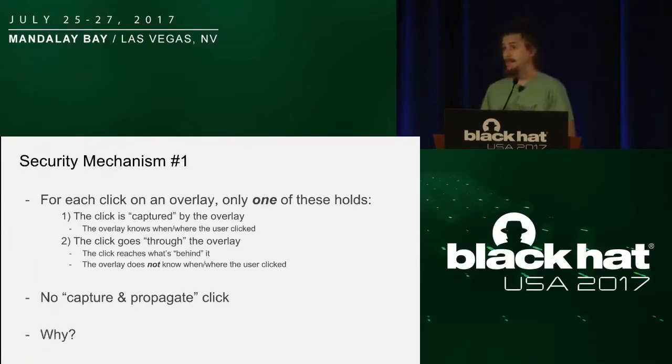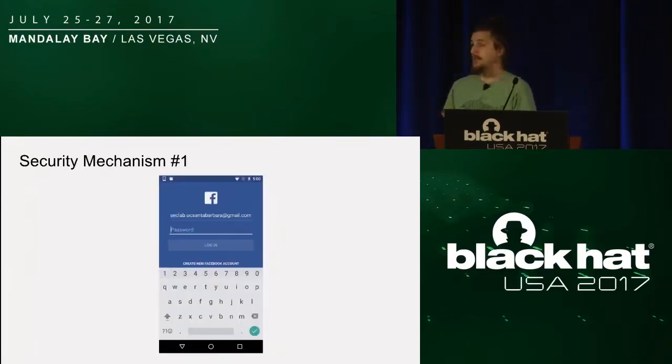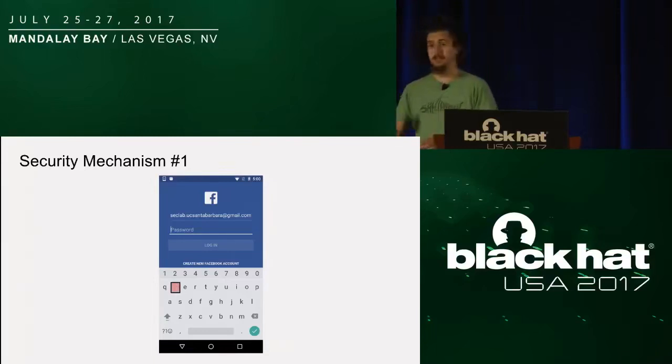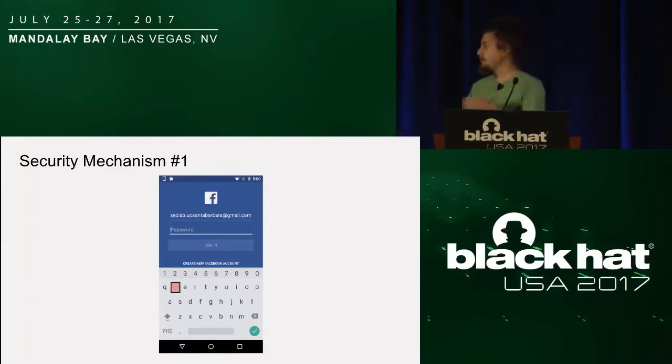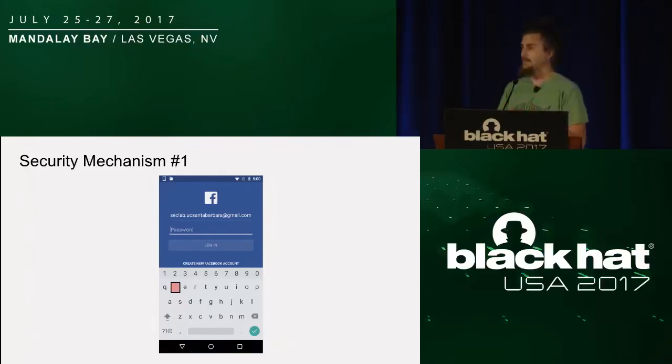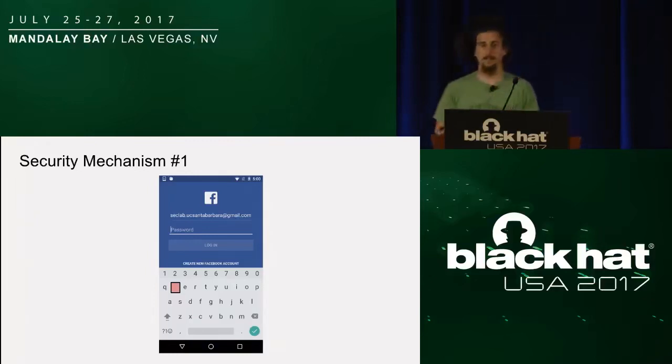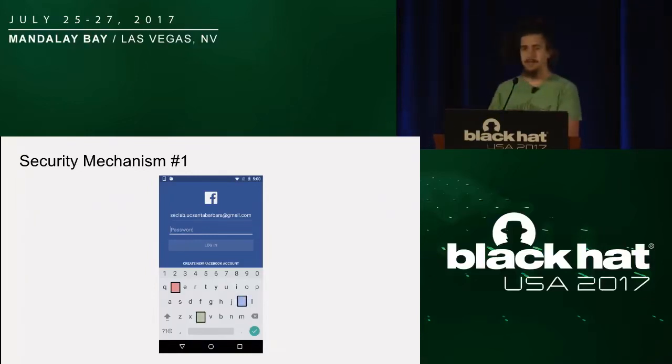Why is that the case? Well, imagine this. If you could do this, you could draw overlays on top of the keyboard, and then wait for the user to click somewhere. So for example, if the user clicks on this W overlay, the attacker would hijack the click, understand that the user clicked on W, propagate the click, and so the attacker knows that the user clicked on the W. And so you could create a number of overlays, and you could understand exactly where the user clicked. Of course, you cannot do this.